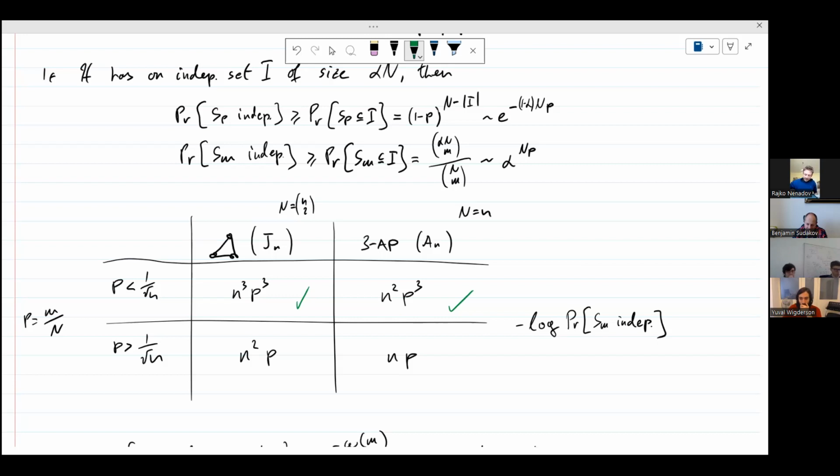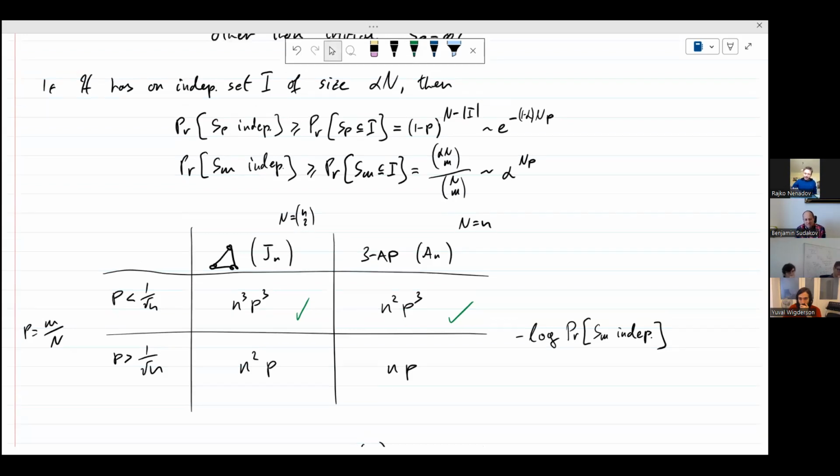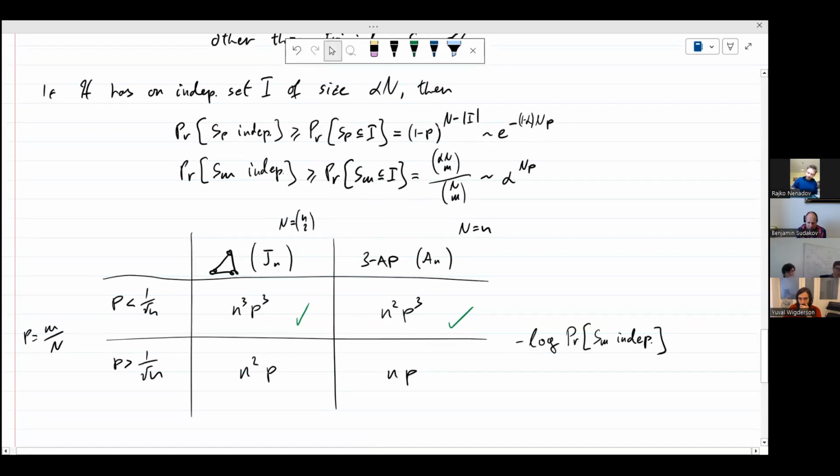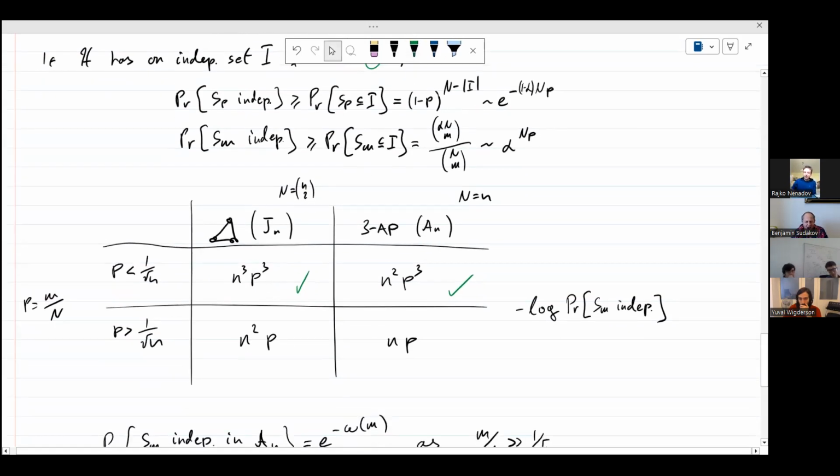So in the case of triangles, we can take this alpha to be 1/2, which gives us a lower bound of order e to the minus m, or n squared p. And Janson gives us the matching upper bound. So we're happy with it.